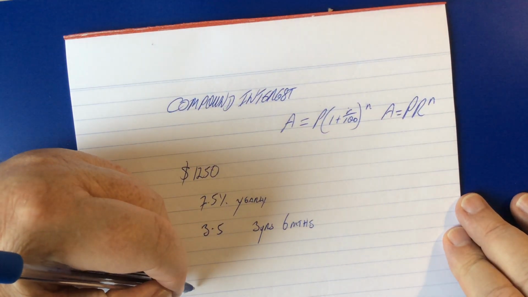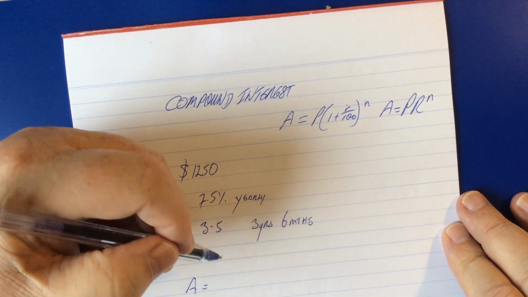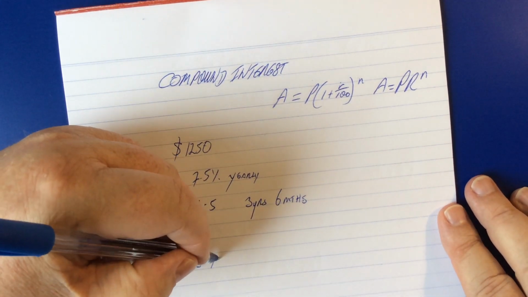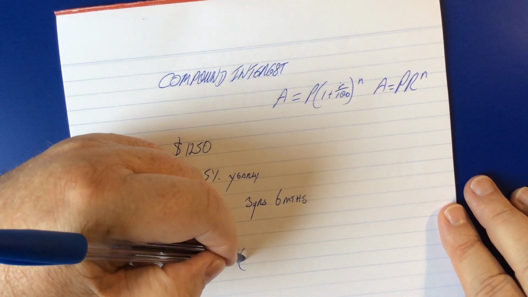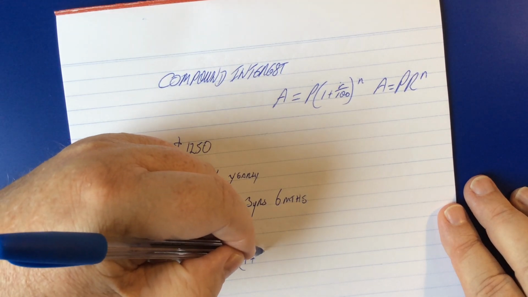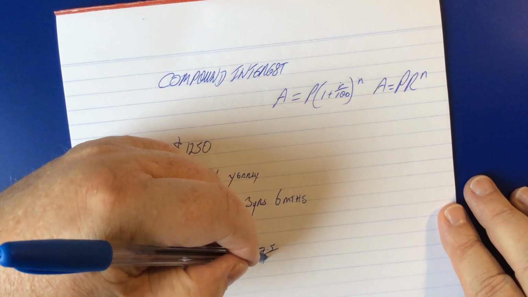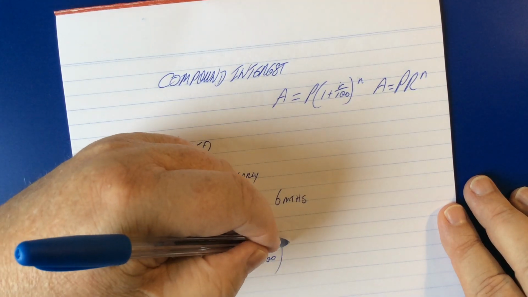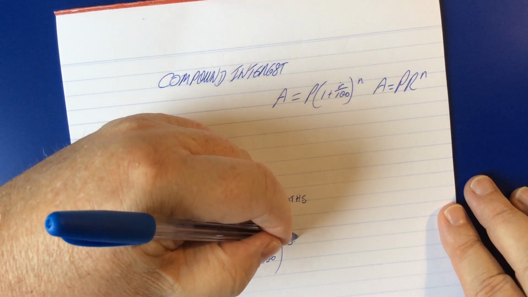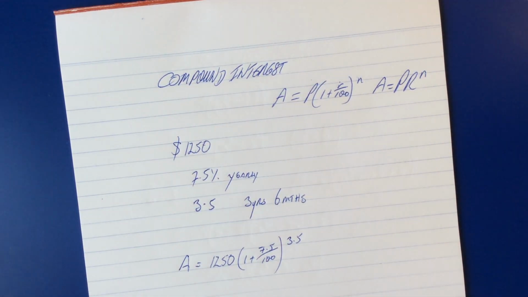So let's set this up. A, which is what we're going for, is equal to 1,250 times 1 plus 7.5, that's our rate, over 100, to the power of 3.5. Okay, let's go to work.